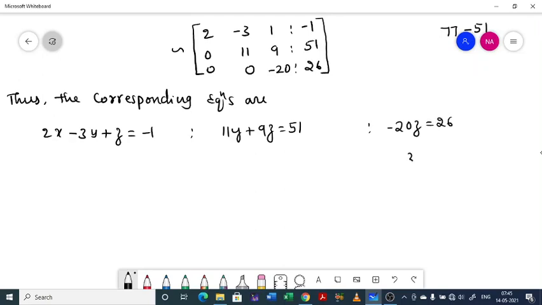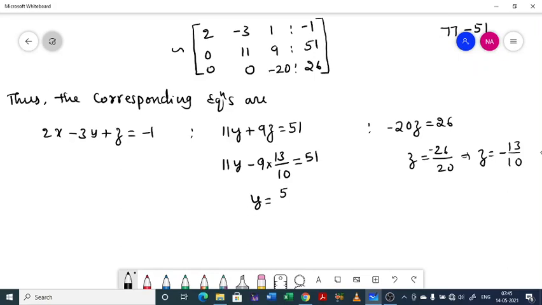So from this you can check that z equal to minus 26 by 20, that is z will be minus 13 by 10. Z will be minus 13 by 10. Next, back substitution. 11y minus 9 into 13 divided by 10 equal to 51. Now you can simplify and check that it will actually be 57 by 10.